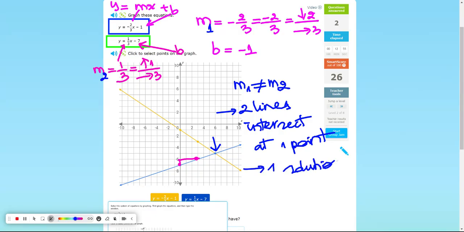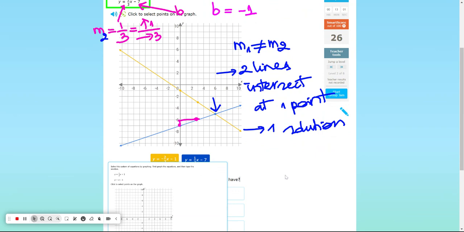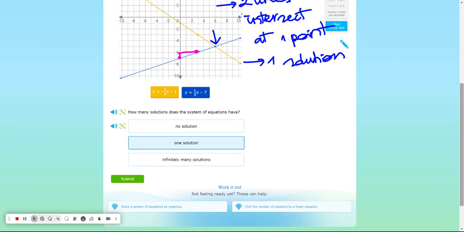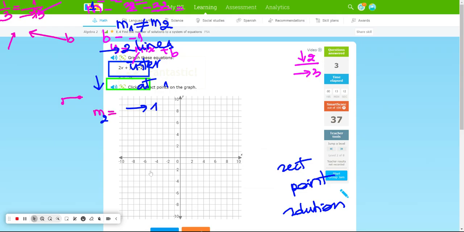So let's go and click on the option for one solution. Where is it? Is that right there? Why did this one pop up? It covers my thing. One solution right there. And then I submit and I'm done. Here we go. Voila.